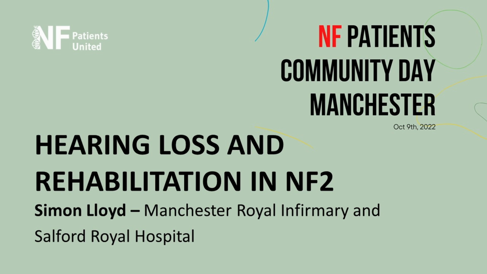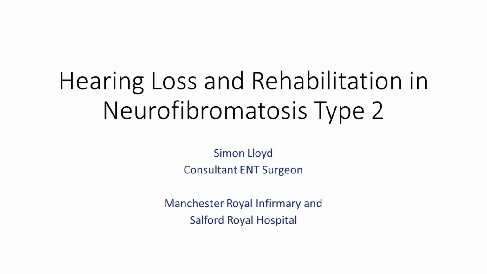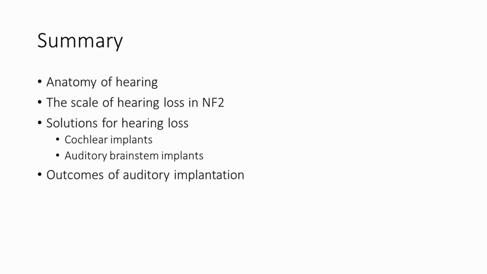I'd like to speak to you about ways that we can rehabilitate hearing in NF2. So first of all, I'm going to give you a little bit of information about anatomy just so that you can understand a bit more about what we're talking about. And then I'll go through what the scale of the problem is within the NF2 population, and then talk through some of the solutions that we have for hearing loss, particularly focusing on cochlear implantation and auditory brainstem implantation, and talk about the outcomes that we can expect from those two really important interventions for our NF2 patients.